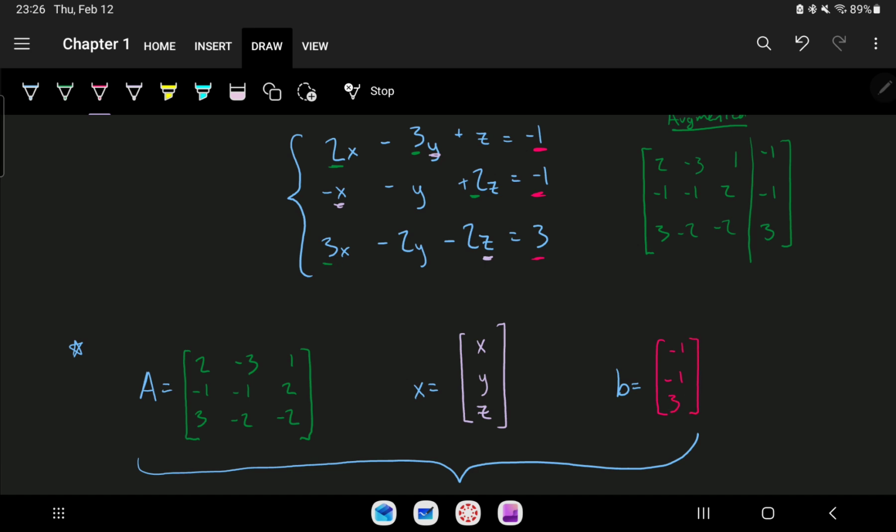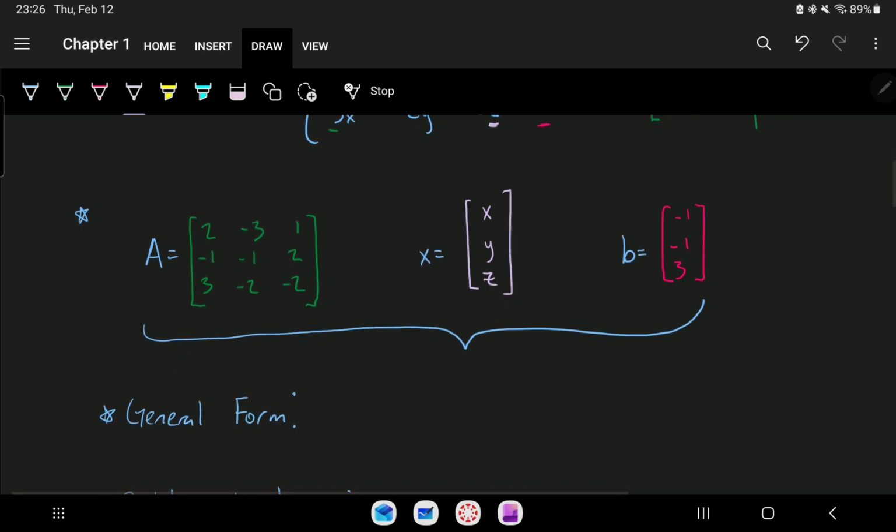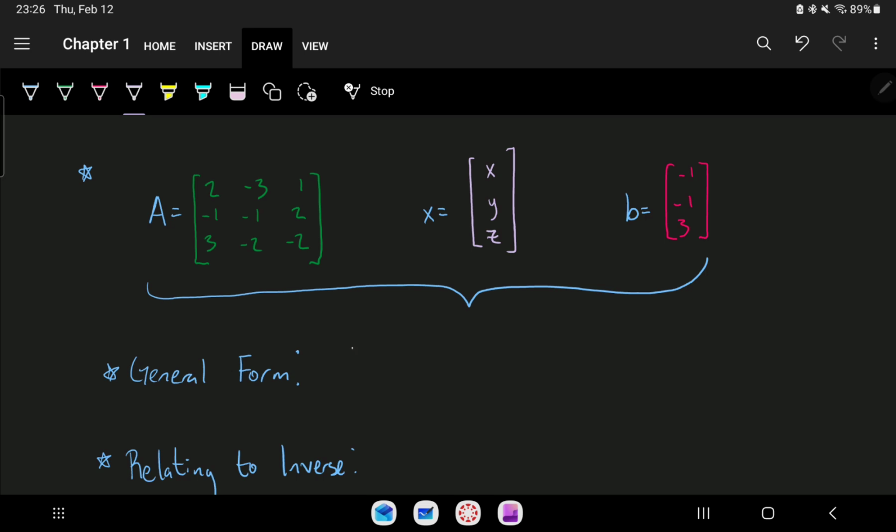Now, if we think of what's actually going on in this system, basically what we're doing is we are multiplying A times X, and the solution we're getting is B. So that is going to be our general form of matrix equations: just AX equals B.